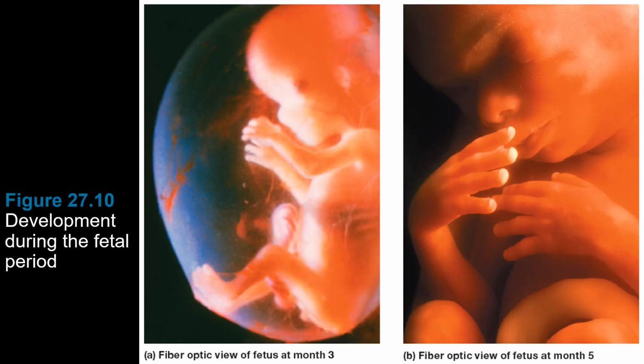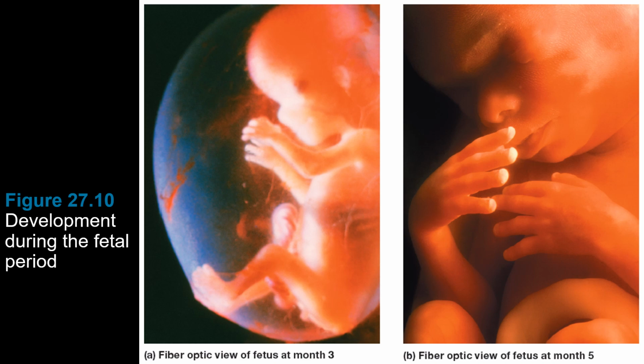Here you can actually see some fiber optic views of fetuses at months 3 and 6. With month 3, you see very short limbs and a very large head. And at month 6, the limbs are much longer and the head is closer to postnatal proportion.